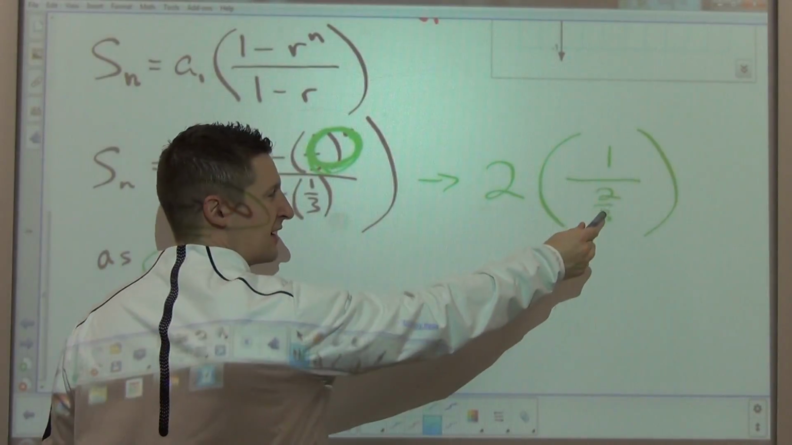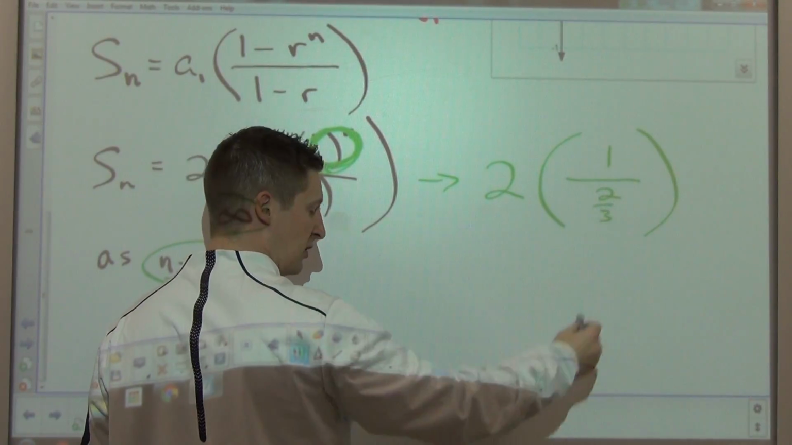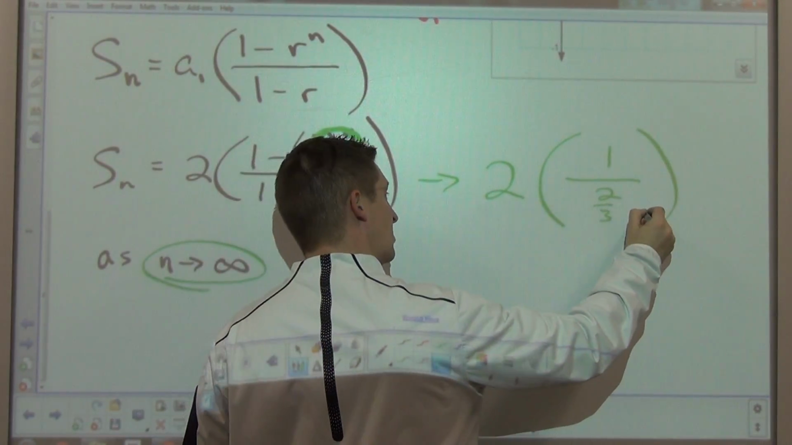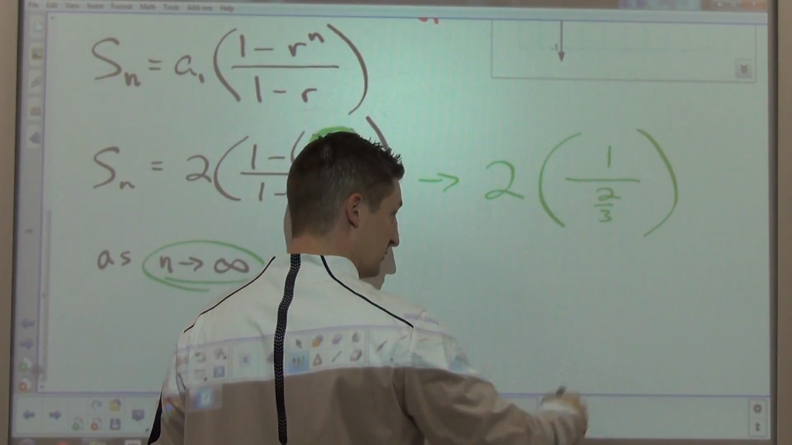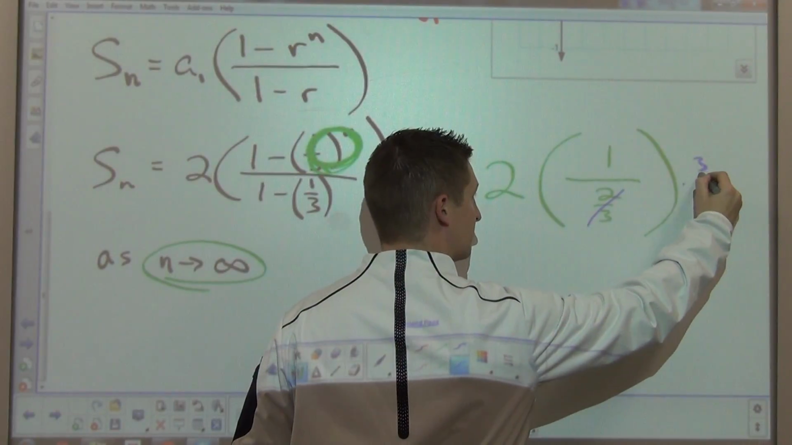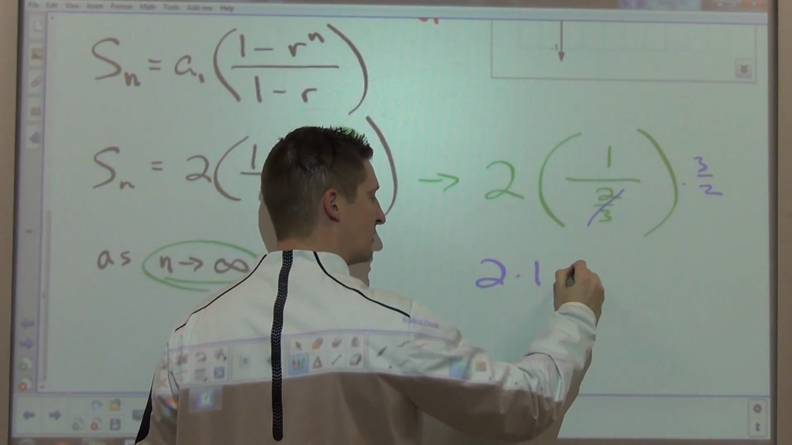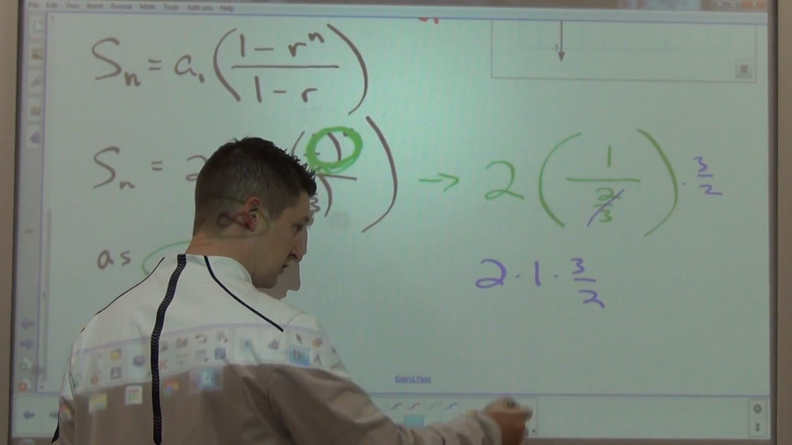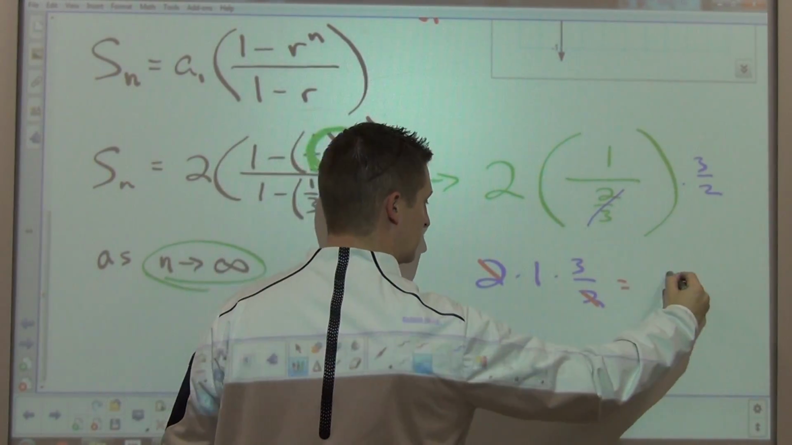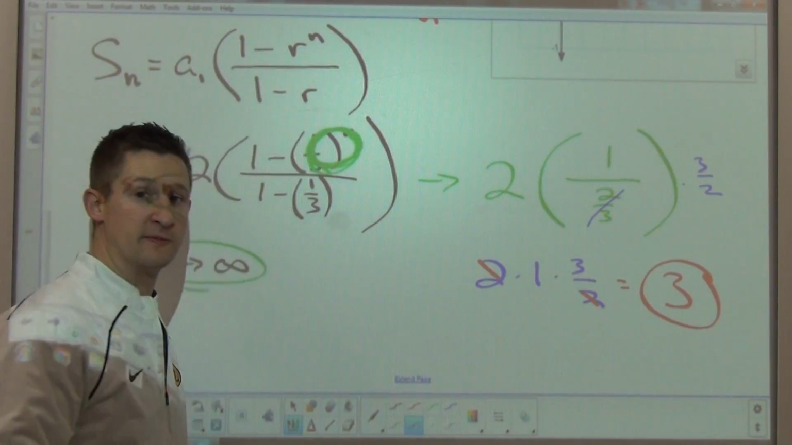You know what we say about dividing by a fraction? Instead of dividing by a fraction, we should multiply by the reciprocal. So let's multiply everything by 3/2 instead. So instead of dividing by 2/3, let's multiply by 3/2. So now I've got 2 times 1 times 3/2. Well, 2 times 1 times 3/2, cancel a couple of 2's, that's going to equal 3.